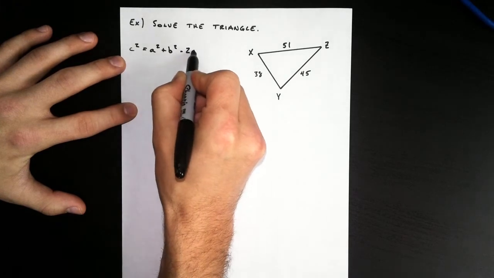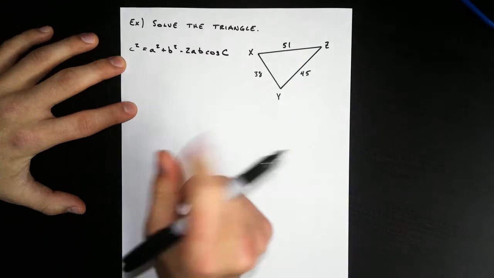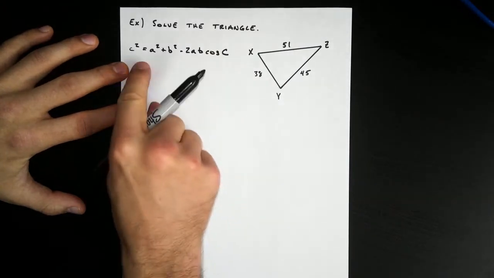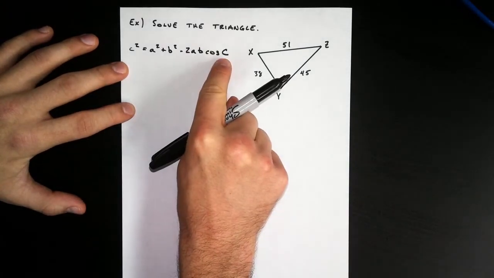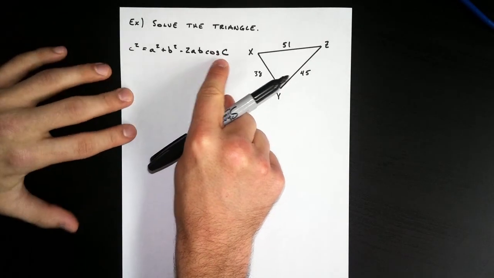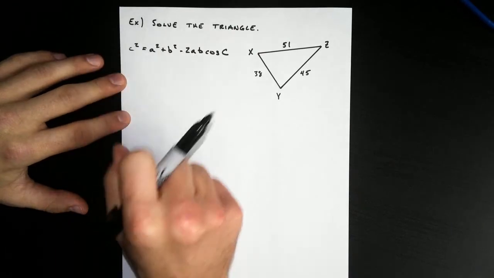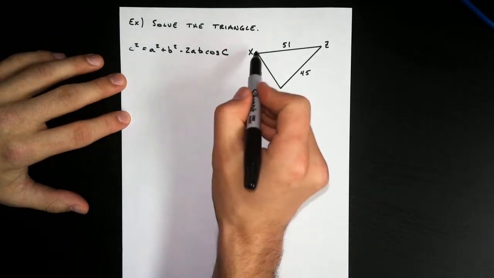c squared equals a squared plus b squared minus 2ab cosine of C. The important thing about the law of cosines is just that the angle that I'm given, or the angle that I want to find in this case, has to match up with the side length that is across from that. So let's say I want to find the measure of angle x.